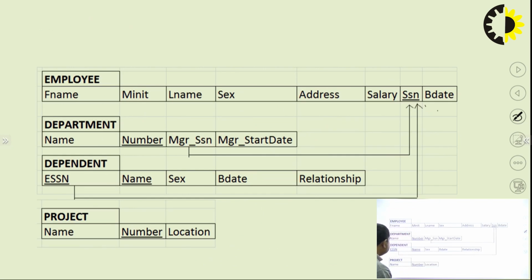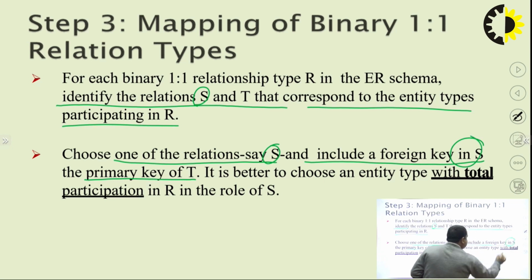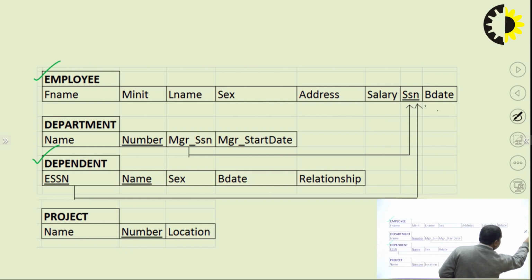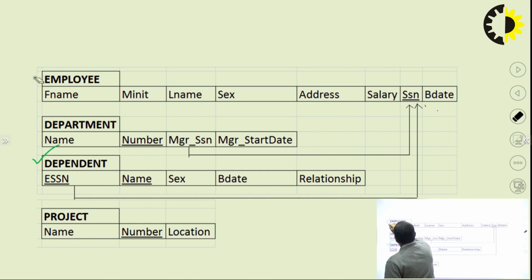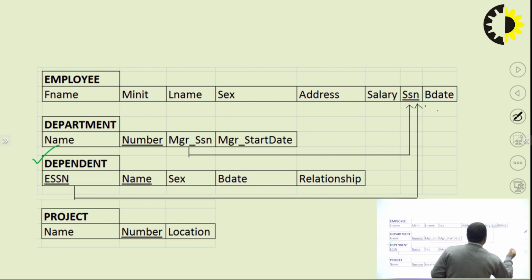So, in this case, what to do? Include the foreign key in S. So, in this example, we will see the employee and department. Where is the employee? Employee and department. Okay. So, in employee and department, where is department? Here is department.